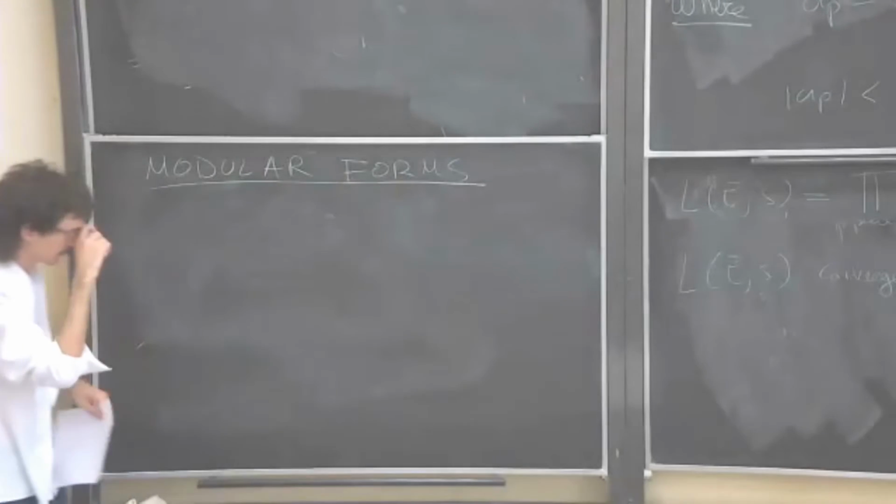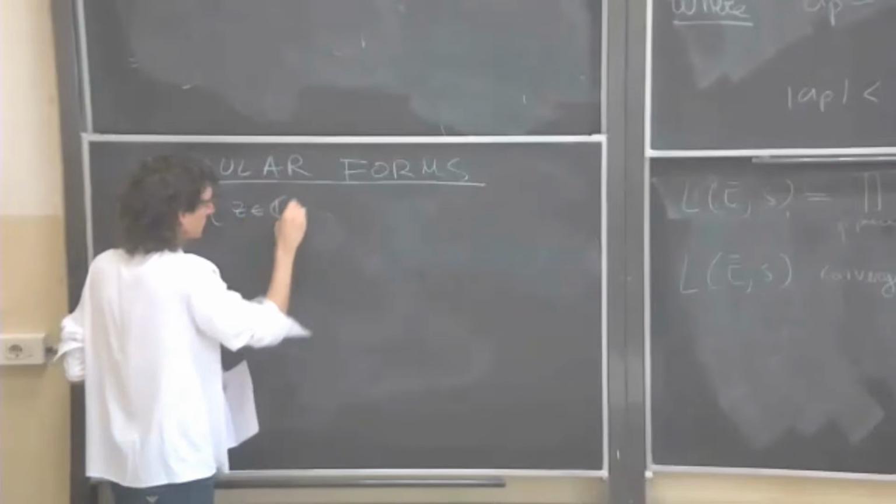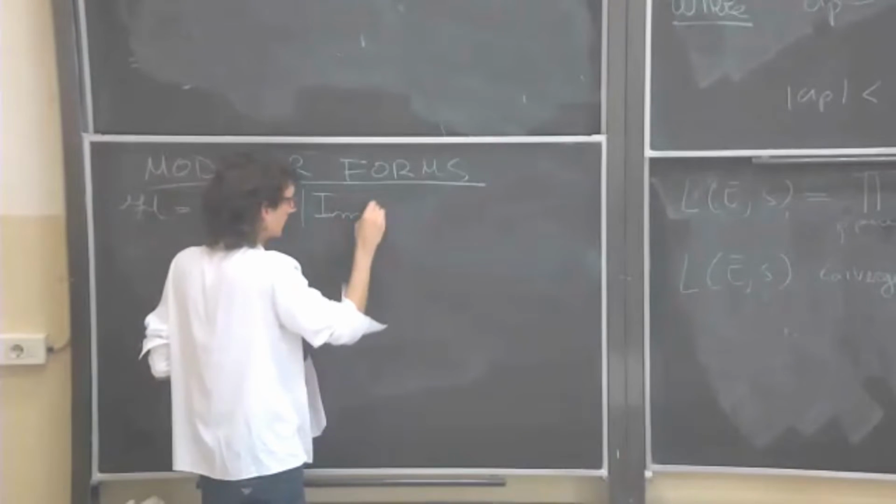So we start by denoting by H the set of complex numbers with positive imaginary part.